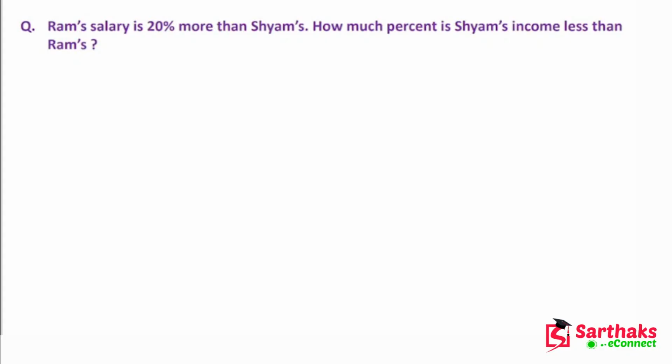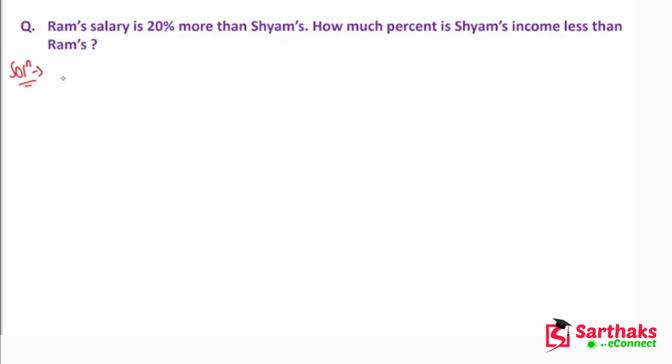I just told you that percentage increase and percentage decrease are calculated on the original values, right? So Ram's original value and Sham's original value, that is the original income, would be different. Okay, so let us solve this question. These types of questions are very easy. You just have to know the concept, right?